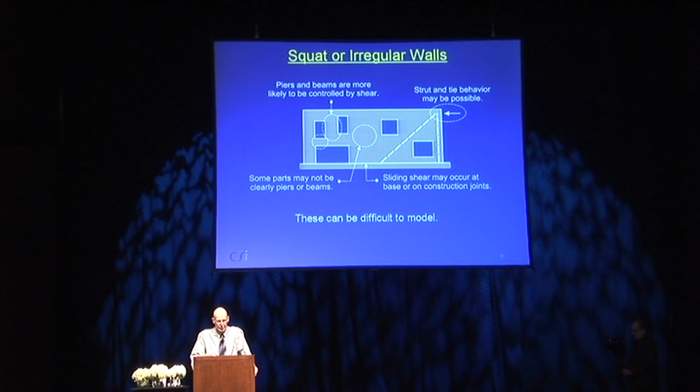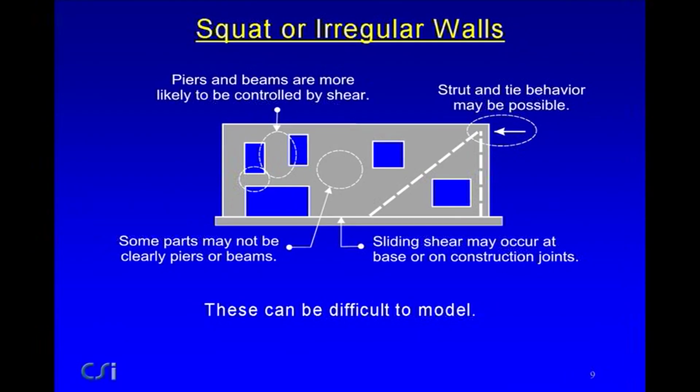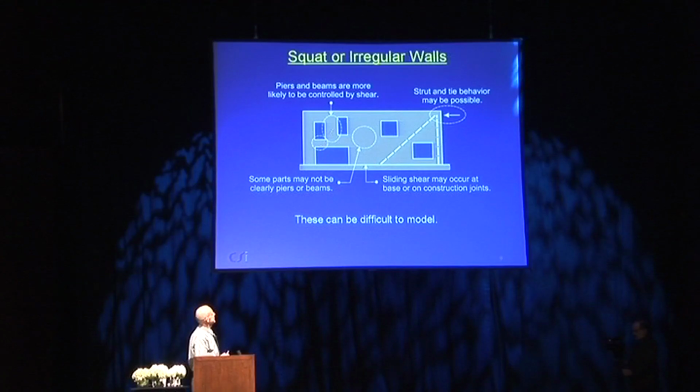If you look at squat or irregular walls, it could be something like this. And I'm not going to spend very much time on this because they tend to be a lot more complex. Piers and beams, I think, are more likely to be non-slender, and they're more likely to be controlled by shear.